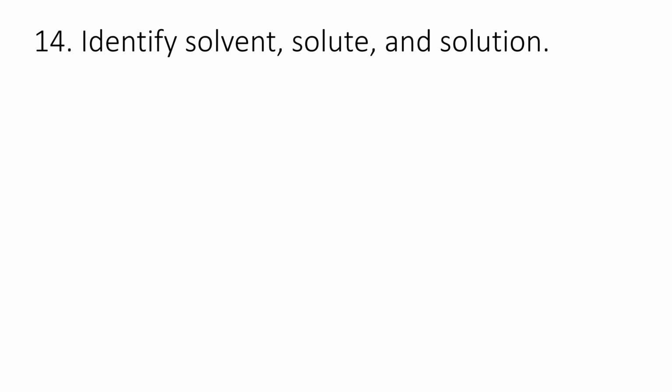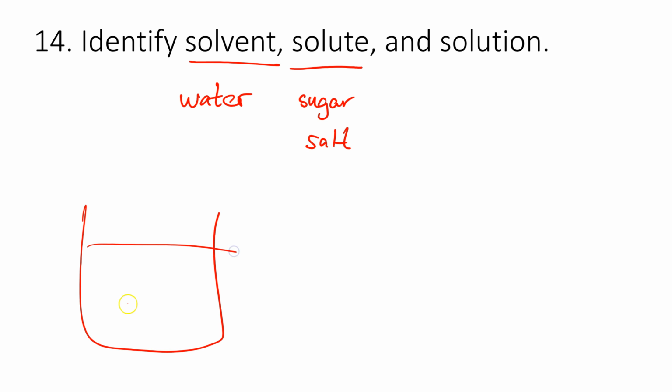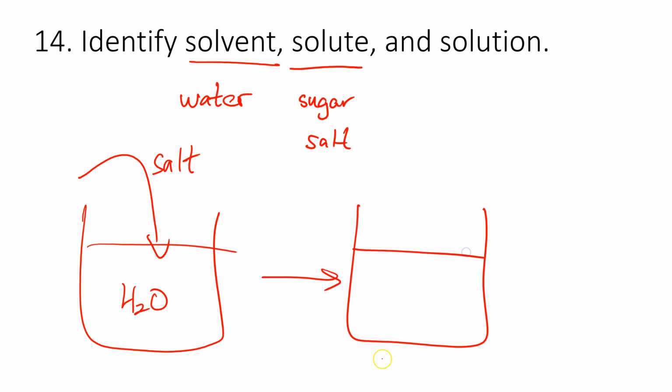Okay. Identify solvents, solutes, and solutions. A solvent is basically the thing that you dissolve into. A solute is the thing that gets dissolved, for example sugar or salt. When you dissolve sugar or salt in water, so this is H2O, and I put in salt, now I'm going to make salt water. This will become a solution, salt water or salty water. The same goes for sugar. So this will be a solution.